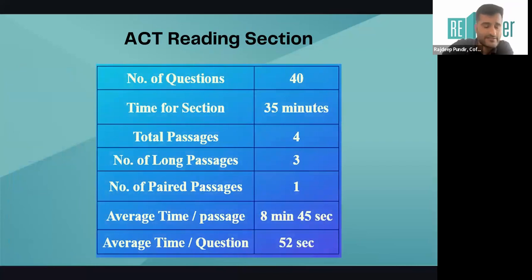The third section is the reading section, which is very similar to the SAT. I would also say that in terms of time as well. There are roughly about 40 questions. You have 35 minutes to solve these questions. That means you roughly have about 52 seconds per question. So again, you have to be really quick, even in the ACT reading section. Just like the SAT, but it's still better than the ACT English section.